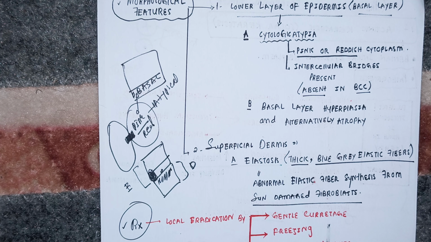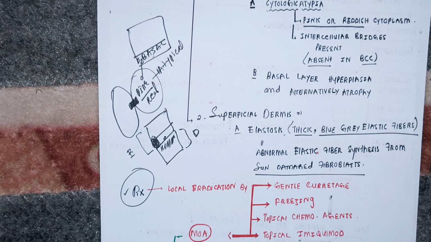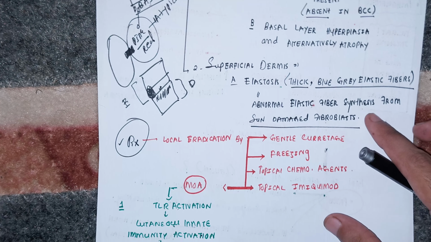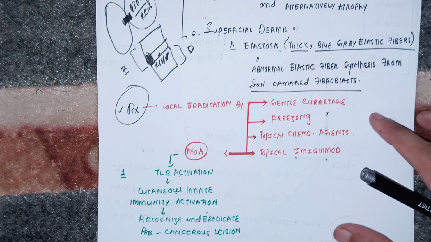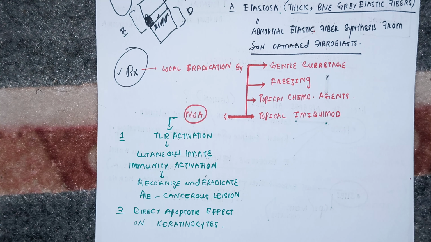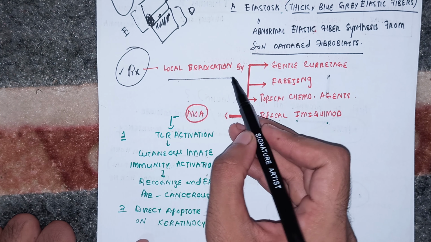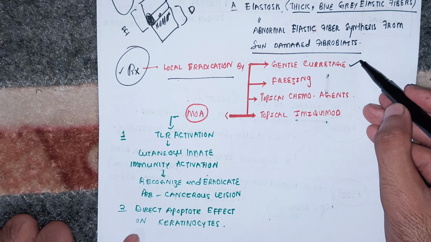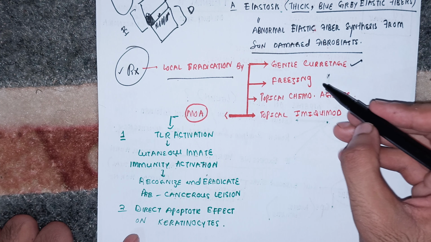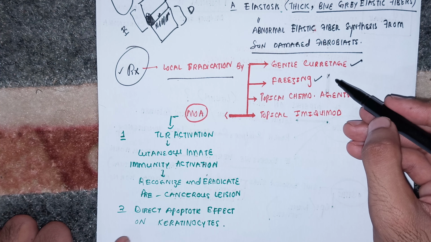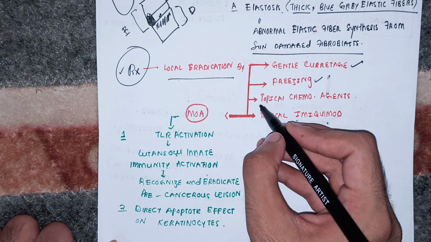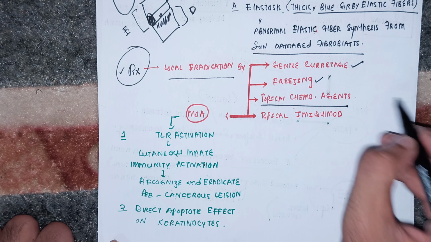Now let's talk a little about the treatment plan of actinic keratosis, because actinic keratosis has a very high potential to develop into squamous cell carcinoma. We need to eradicate it as early as possible, so that it does not develop into squamous cell carcinoma. Local eradication can be done by gentle curettage of the lesion, or by freezing it with very low temperature, or by topically applying chemotherapeutic agents over the lesion.